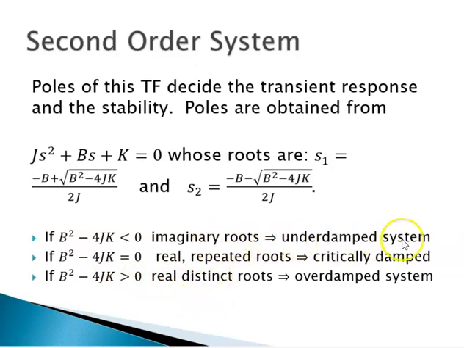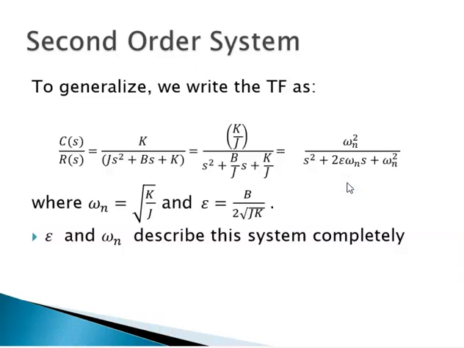In case 1 we call it an underdamped system. In case 2 we call it a critically damped system. In case 3 we call it an overdamped system. To generalize, we write the transfer function as given here, that is, divide both the numerator and denominator by j. We see that there are two quantities. One is b over j as given here, second is k over j given here. These two quantities in fact completely describe the system.